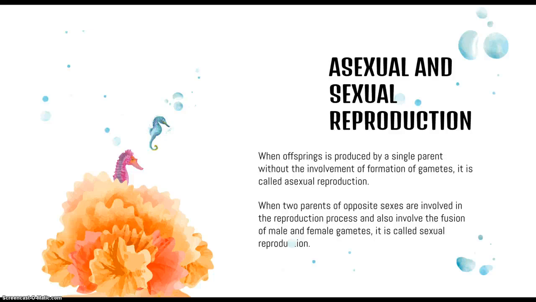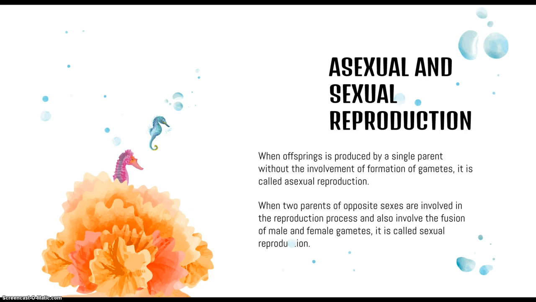Whereas on the other hand, in sexual reproduction, 2 different organisms are needed, and these 2 organisms must be of different sexes. That means one should be male, the other one should be female. The male produces the male gamete, the female produces the female gamete. Both these gametes fuse with each other and a new organism is formed. Such kind of process is known as sexual reproduction.